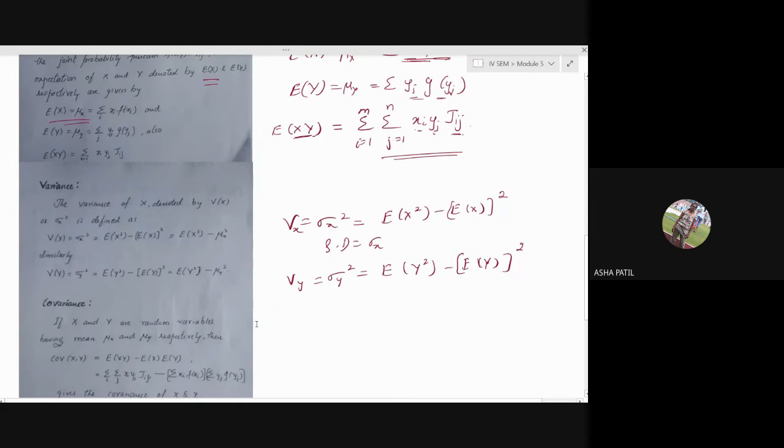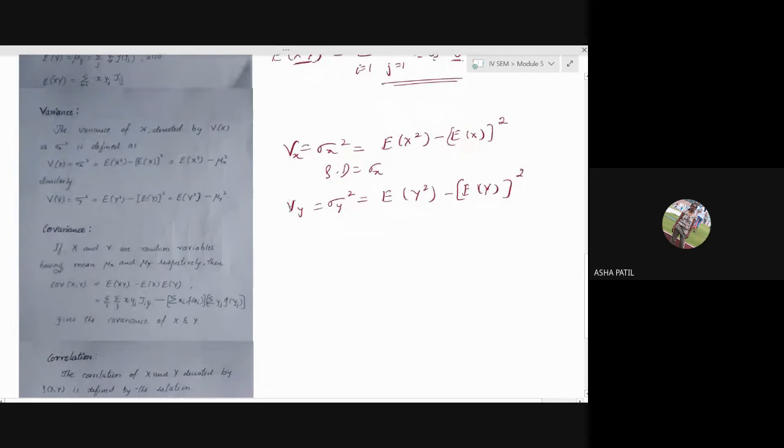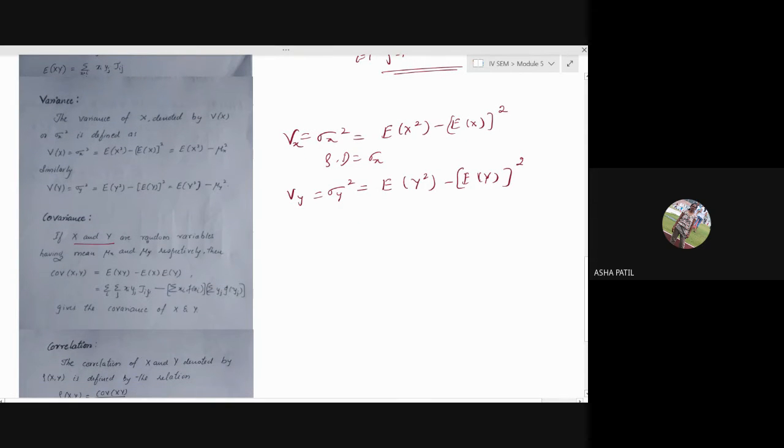Now next we have the covariance with respect to x and y. If x and y are random variables having mean mu x and mu y, then the covariance of xy, denoted by COV of xy, is given by expectation of xy minus expectation of x into expectation of y. Covariance of xy is expectation of xy minus expectation of x into expectation of y. That will give us the covariance of x and y.